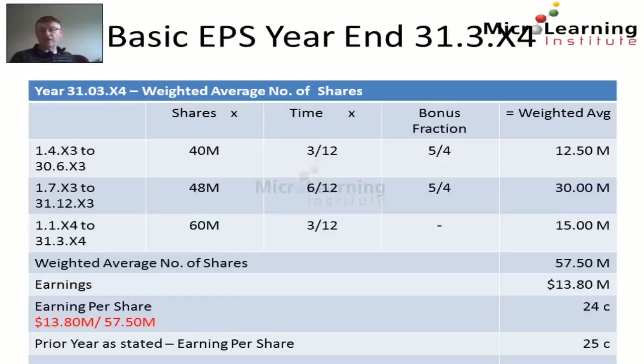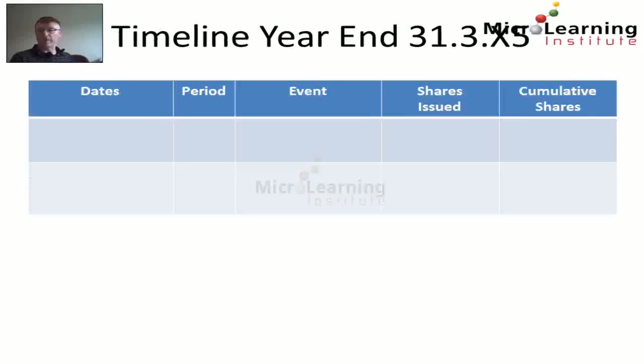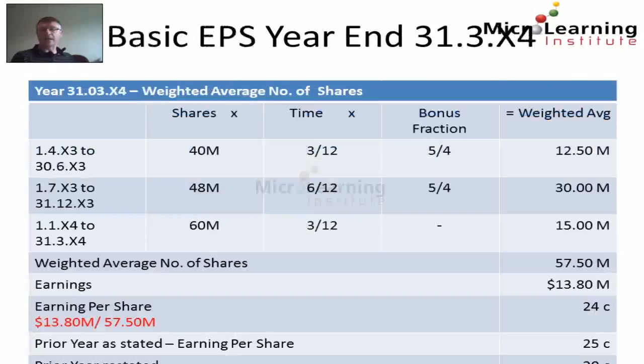The prior year earnings per share were 25 cents, and if we want to restate the prior year, we need to multiply by the reciprocal of the bonus fraction. Now the bonus fraction is 5/4, so the reciprocal of that is 4/5. So if we look at the prior year's stated earnings per share and multiply it by 4/5, we can conclude that the restated prior year's earnings per share is 20 cents.